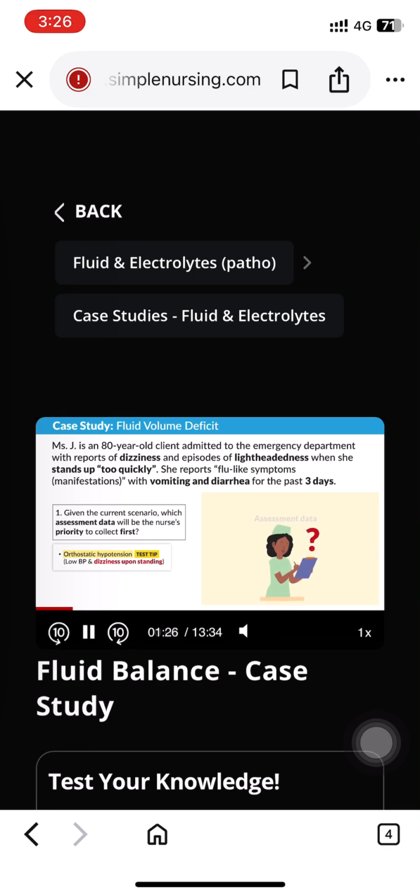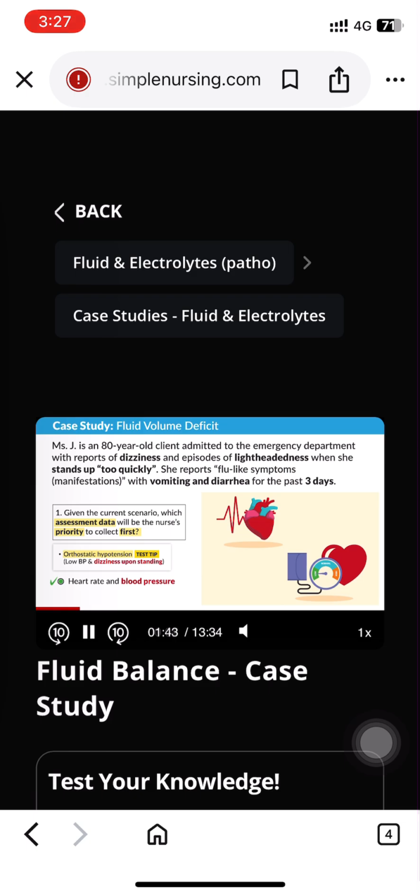Now the question asks for which assessment data is priority to collect first. So always think for priority questions, think about what can kill this client the fastest. So if you're only to check one thing, what would be the priority? And in this case, it's heart rate and blood pressure.